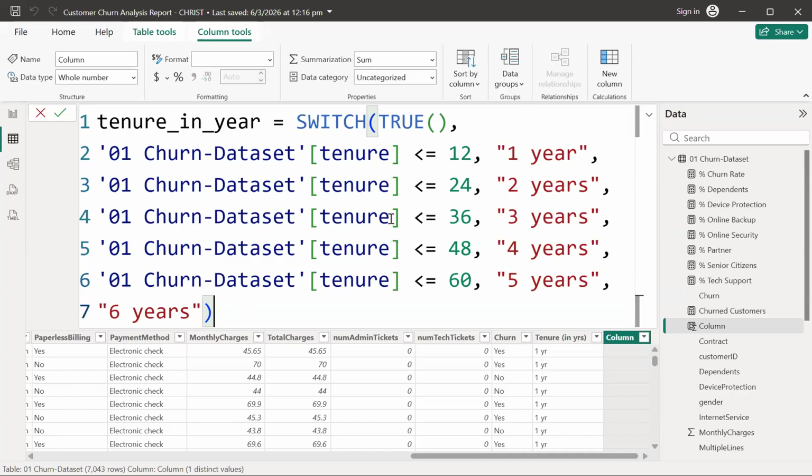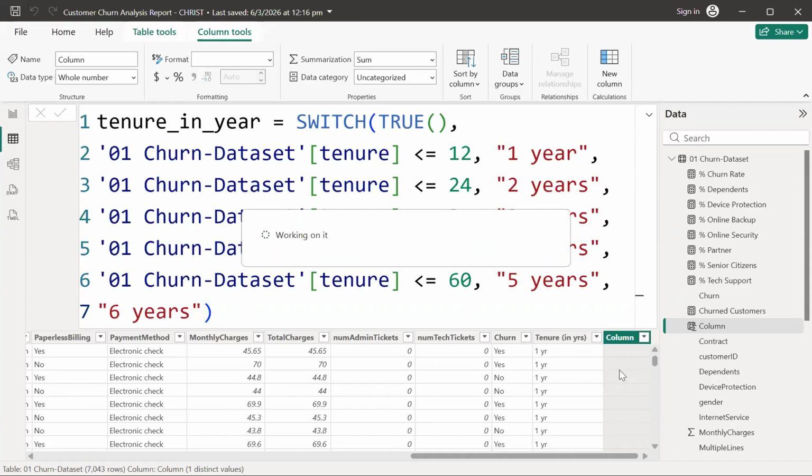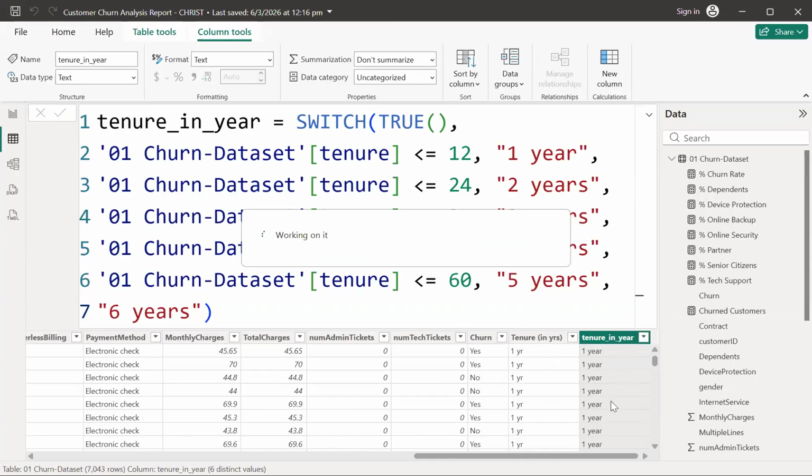Here, there's no bracket left. Now, if you click enter, that new column will be created, and into that new column, instead of getting one year, I have written it as 1 year, 2 year, 3 year, 4 year. Okay. So you can see, guys, that yes, we are getting the output over here at the end.